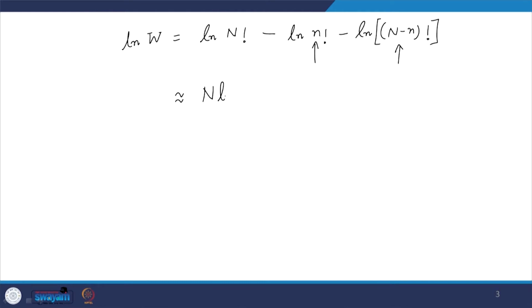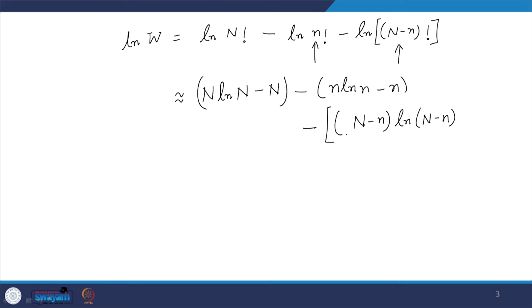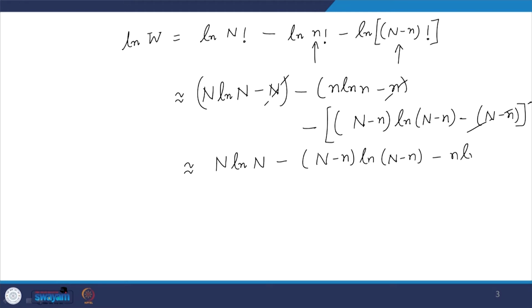So, now I can approximate this as N ln N minus N, minus n ln n minus n, minus N minus n ln N minus n minus N minus n. Now, you can see there is some cancellation here. You have N minus n appearing here, and N minus n also appears here, so they cancel. So, ln W is therefore approximated as N ln N minus N, minus n ln n, minus N minus n ln N minus n.